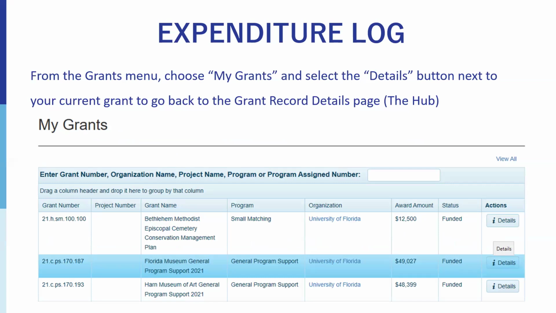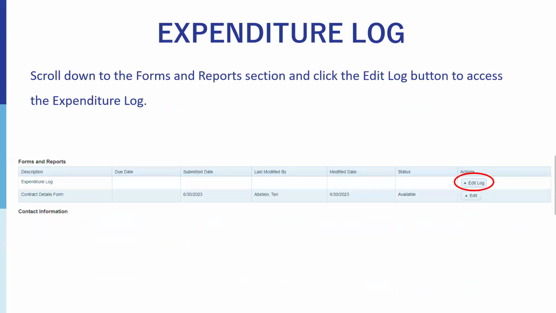Okay, so here's how you complete and submit the expenditure log. Again, let's go back to DOS Grants, and from the dashboard, like you did before, select My Grants, and then click on Details to go to the hub, your grant record details. Once there, scroll down to the Forms and Reports block, the same one where you found the contract details before, but this time click on Edit Log.